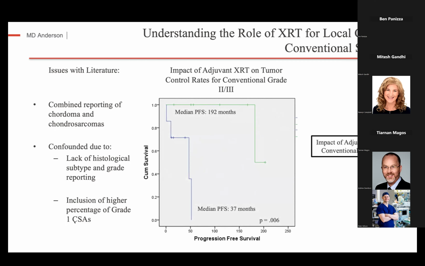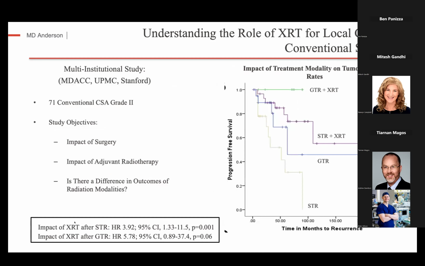As we try to delve further into this, the question that has come up, I think, in our own practice and in the literature is with the conventional grade 2 chondrosarcomas, do we still have to add on radiation therapy as surgery has gotten better? And to help answer this question, we recently led a multi-institutional registry combining conventional grade 2 chondrosarcomas from our own practice, UPMC, and Stanford. The study objectives, one, were to look at the impact of a radical resection on long-term outcomes, but more importantly, what was the impact of postoperative radiation therapy with the conventional grade 2 chondrosarcomas, and was there a difference with regards to which radiation modality was used?